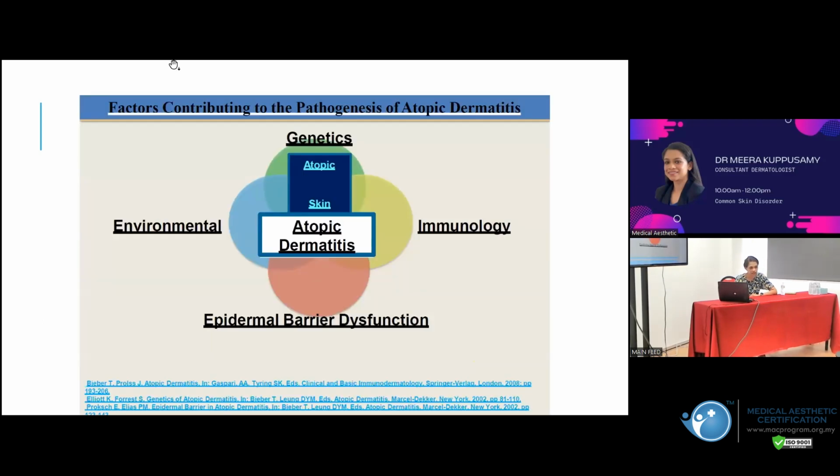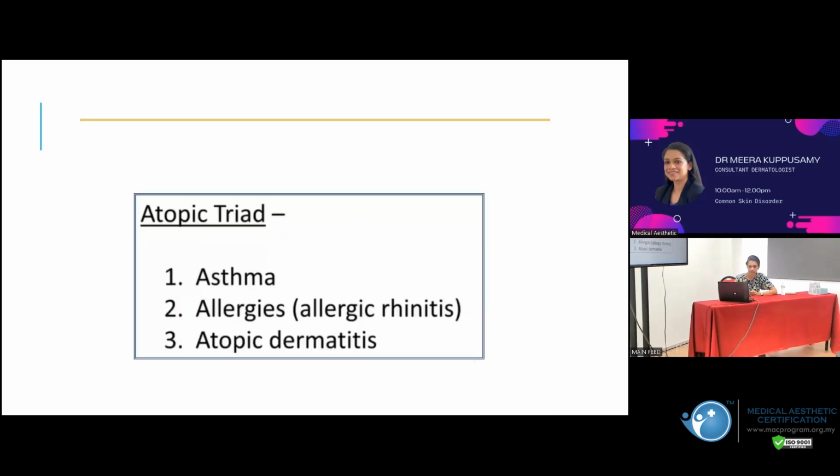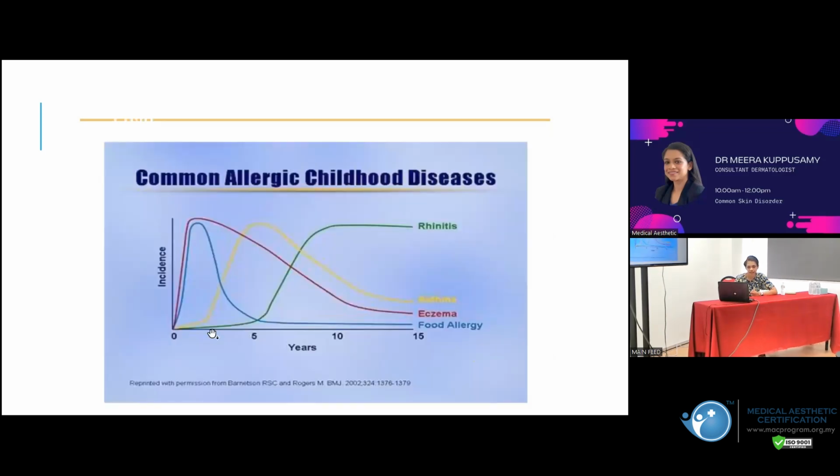The contributing factors are multifactorial. Genetics is a strong component. Then the immunology of the patient's blood, epidermal barrier dysfunction, and environmental factors. Okay, so this is the atopic triad: asthma, allergic rhinitis, and atopic dermatitis. This diagram here is called the allergic march.